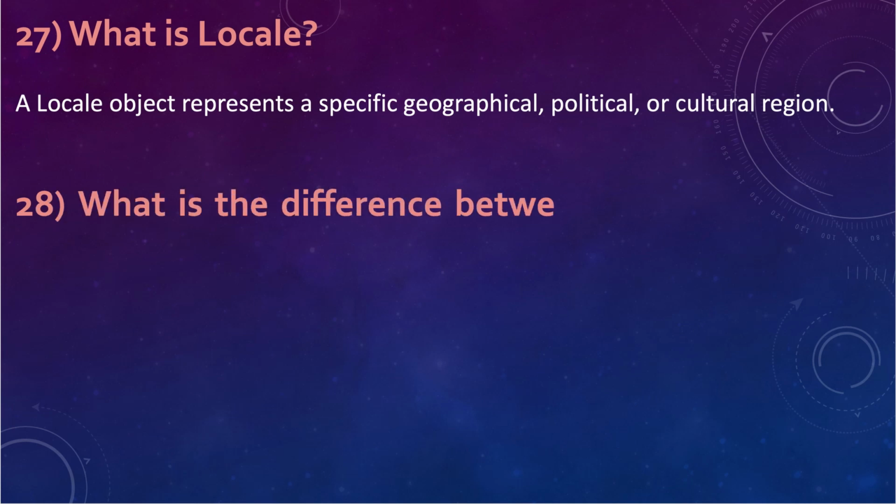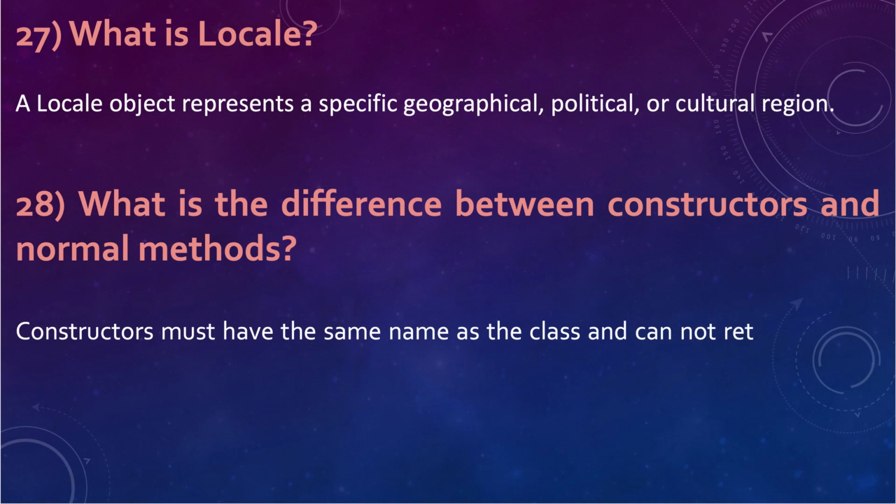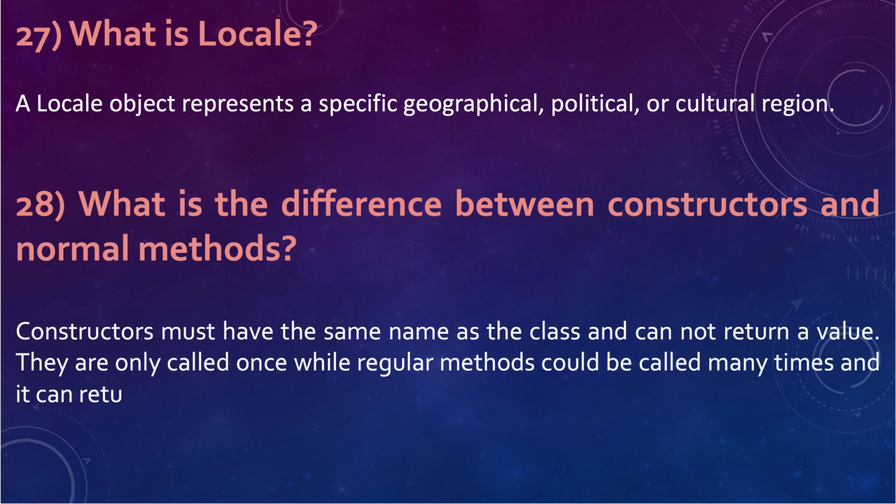What is the difference between constructor and normal methods? Constructors must have the same name as the class and cannot return a value. They are only called once, while regular methods could be called many times, and can return a value or can be void.